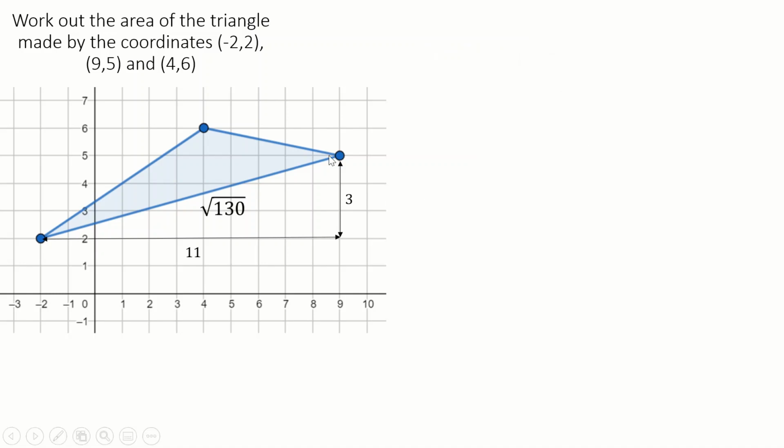And I'm going to do the same on the other two sides. I can't be bothered to do it properly. This is going to be 1 squared plus 5 squared, and this is going to be 6 squared plus 4 squared, sorry. You're going to get those two things there. So those are my 3 lengths of the sides of my triangle.